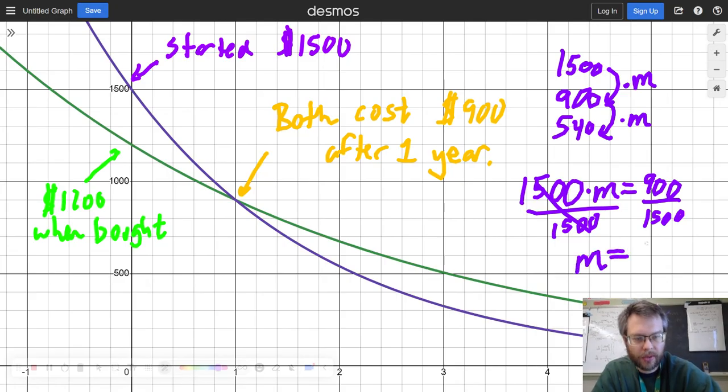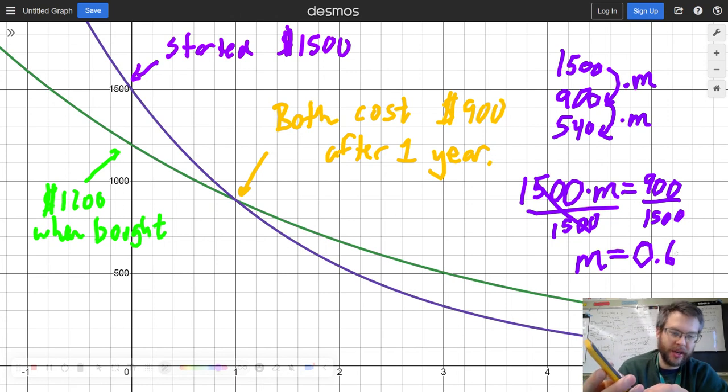So m is 0.6. And you can double check. If you set up your next equation, you would do 540 divided by 900. And you can see that's also 0.6. And this is the key fact about exponential functions.